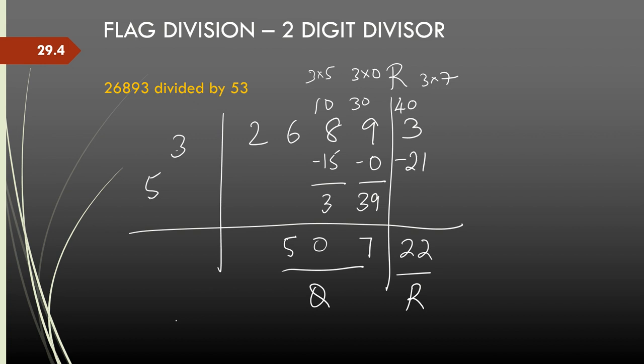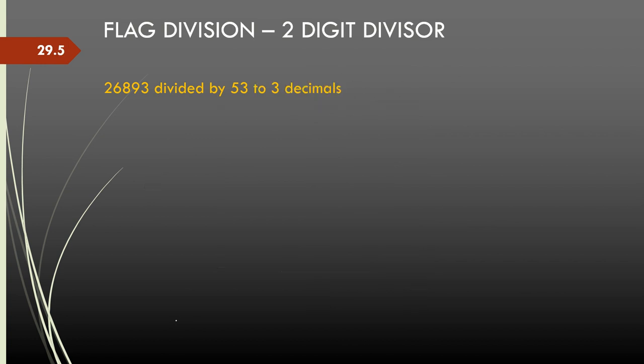507 is the quotient. You see, instead of dividing by 53, I only divided by 5 and I adjusted for the 3 as we went along the process. Now a lot of times we want to get the answer of the division as decimals. So if in the same division I want the answer to 3 decimals, the same process we will extend.